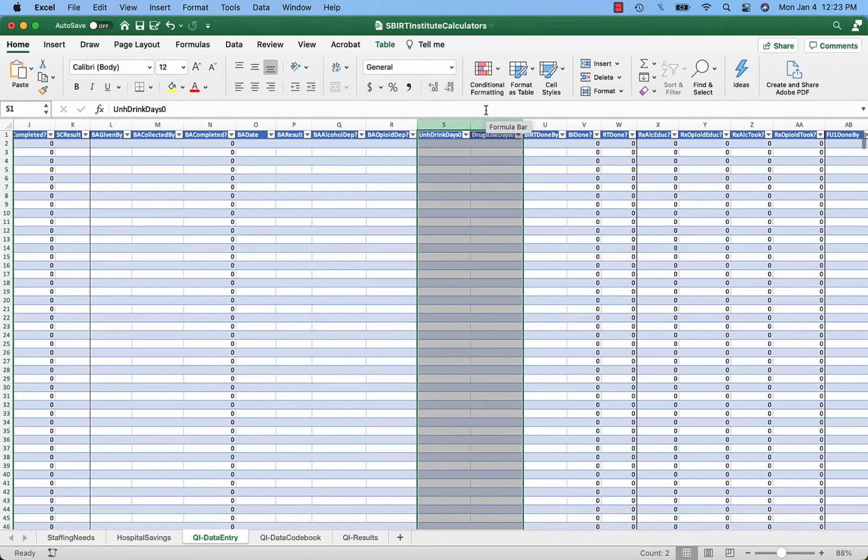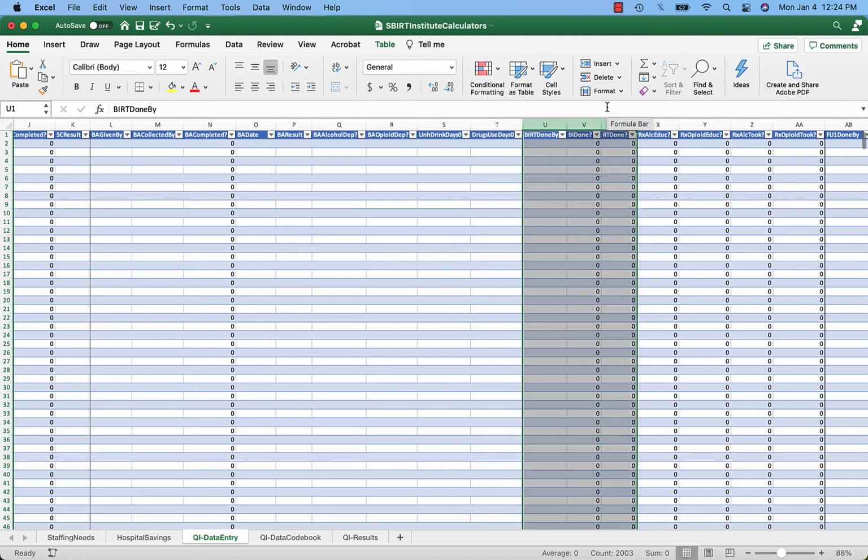In columns S and T, you'll enter a whole number between 0 and 7, indicating the number of days in the past 7 days in which the patient engaged in unhealthy drinking and drug use. These are the baseline measurements of the key outcome measures for substance use. In columns U, V, and W, you'll enter the initials of the staff member who conducted the brief intervention or referral to treatment, whether a brief intervention was conducted, and whether a referral to treatment was made. As usual, 1 indicates yes and 0 indicates no.